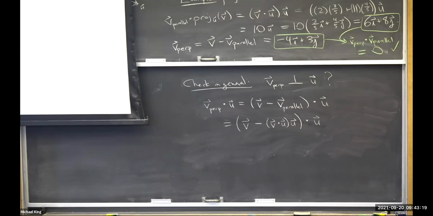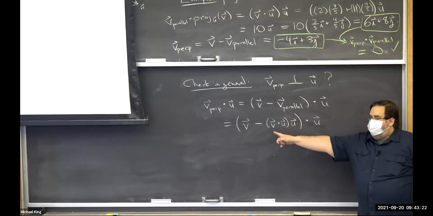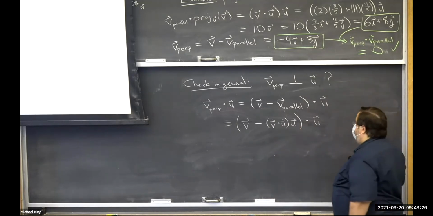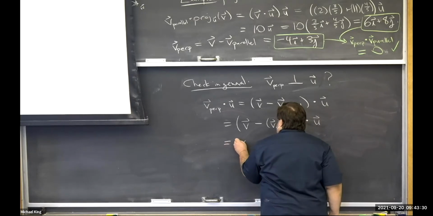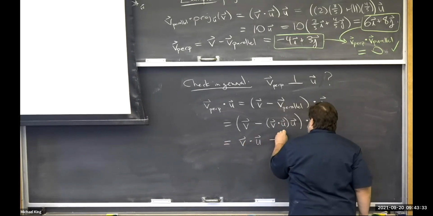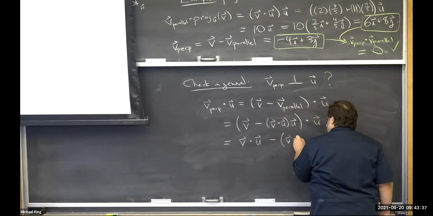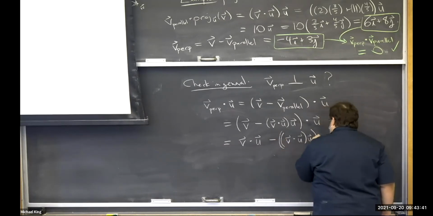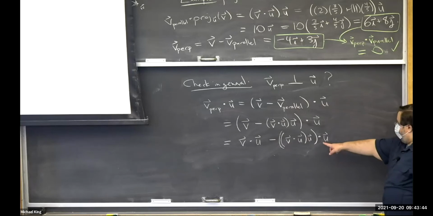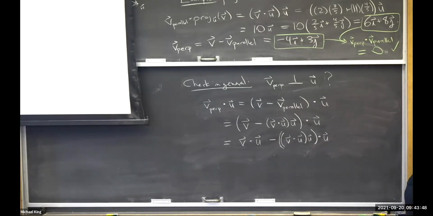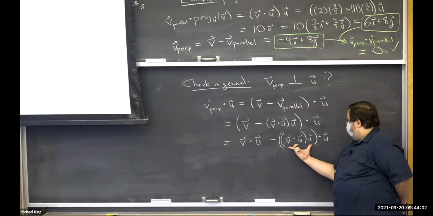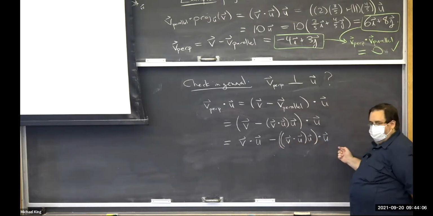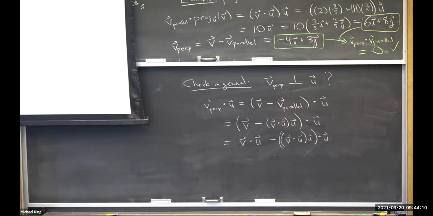It turns out the dot product has all sorts of nice algebraic properties, like it distributes over addition and subtraction. It's not that hard to convince yourself. So this actually is V dot U minus this thing, V dot U times U dot U. This is where things start to look horrible. But I guess, because this is a number, which makes this a vector, and vector dot vector is a number. So this is number minus number. So let's think about this last expression.